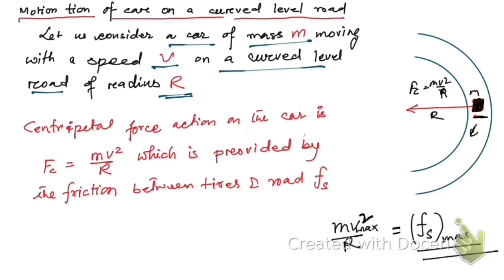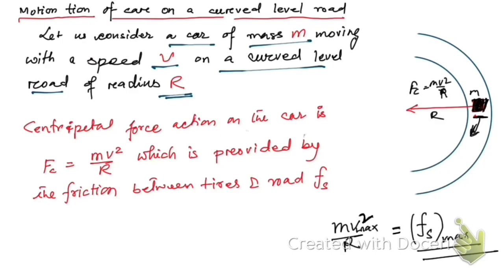Now you might think why I am writing static friction here, though the car is moving. The car is moving along this road, but not in the direction of the centripetal force. So that's why I am using static friction here, and this static friction doesn't allow the car to skid off the road. Okay, so hope you have understood this.